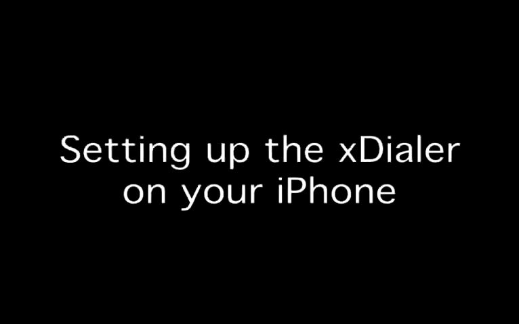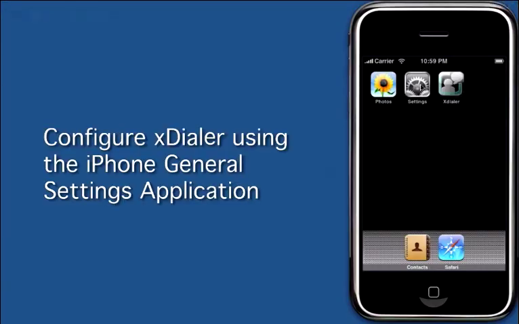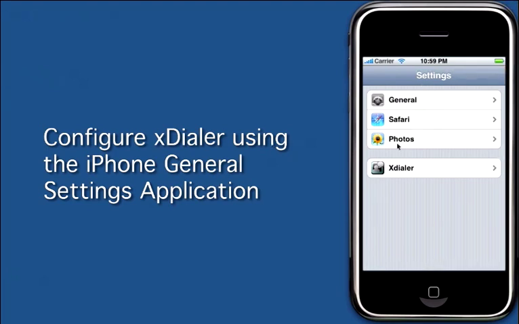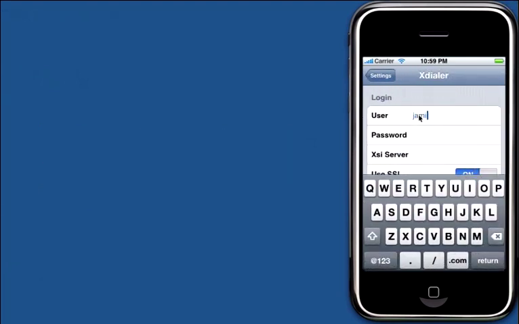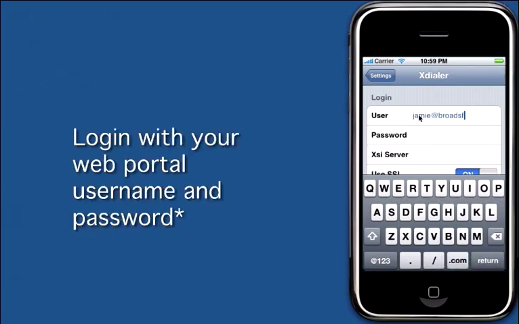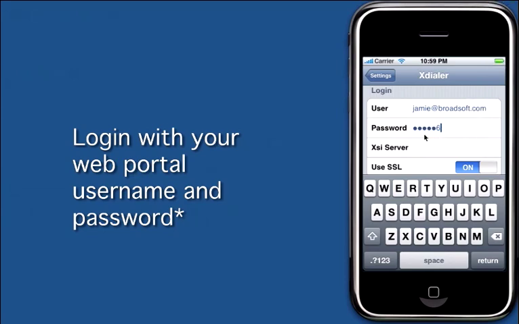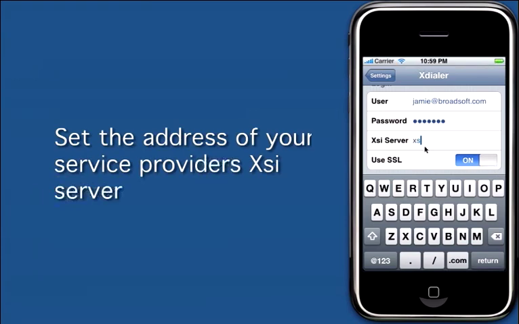The next thing I'm going to do is show you how to set up the xDialer application on your iPhone. This is really easy. First, you need to find the general iPhone settings application. It's usually on your home page. Touch it, and down at the bottom you'll see the xDialer icon. Click it. This is the settings page for xDialer. You need to enter your username and password. This is the same username and password you use to enter into your web portal for your service provider's service. And you also need the XSI server. This you'll need to get from your service provider. And that's it.